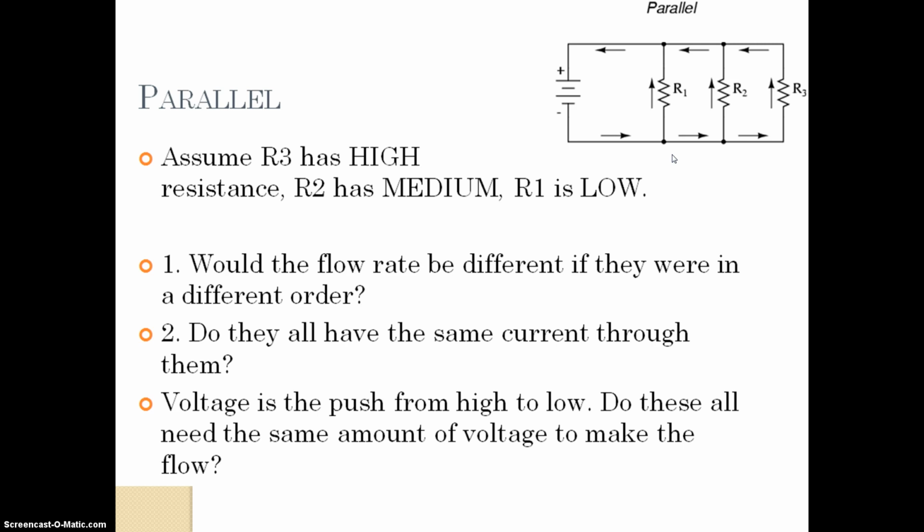Voltage is the push from high to low. Do all these need the same amount of voltage to make the flow? Absolutely. Since the current splits up, the volts have to be the same. And a physical way to think about it is, all three of these junction points have the same voltage, which is the beginning voltage of the battery.